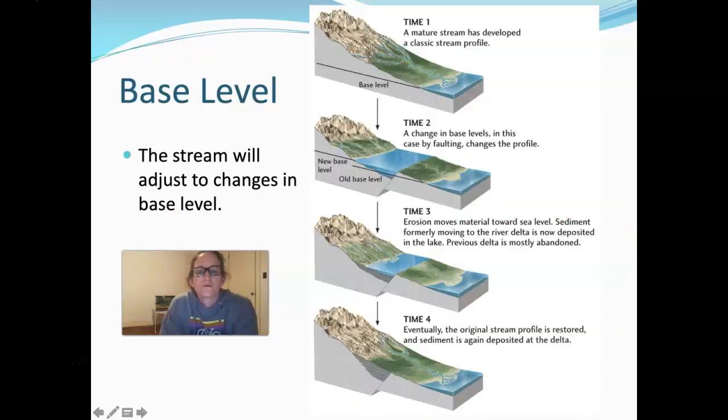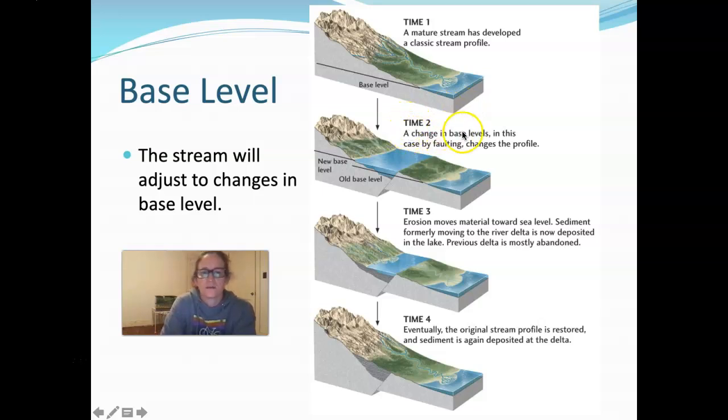The last bit here with the mouth of the river is this term base level, and it's kind of the hypothetical level to which the river is eroding. So in time one, here's a classic stream profile where the steep gradient in the mountains leads to this middle trunk stream, and then the delta here at the bottom as it dumps into, say, the ocean or a big lake. If we were to change base level, that is, change the level to which that stream is eroding to, it's going to look like this.